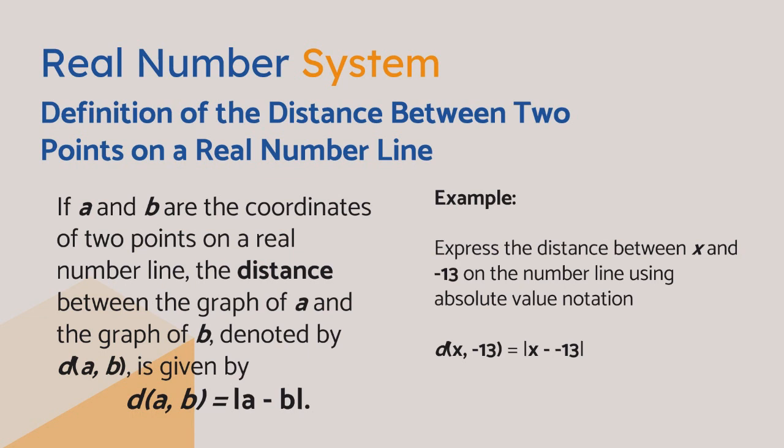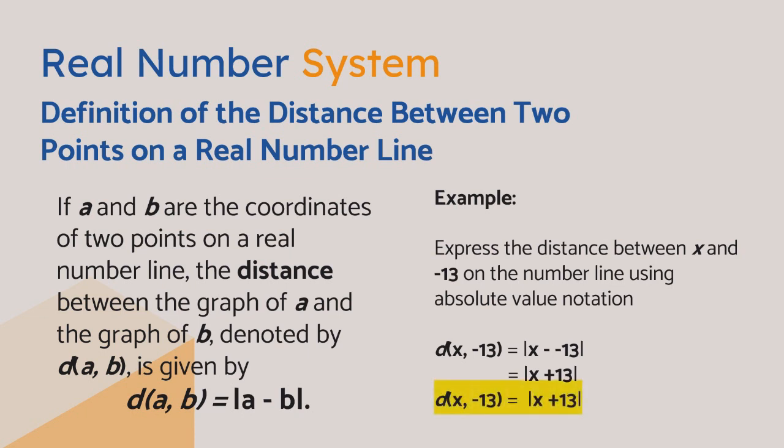The absolute value of x, the first number that you identified, minus negative 13. If we rewrite this, it becomes the absolute value of x plus 13. We can't go further because we don't have the value of x, so that is the notation that we're looking for.